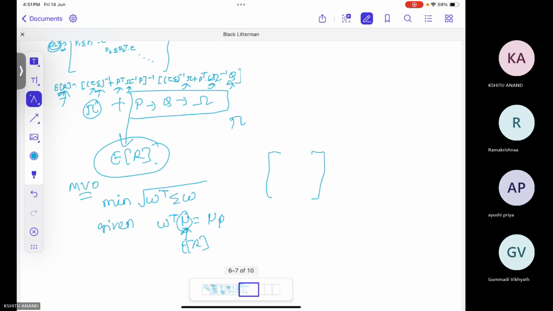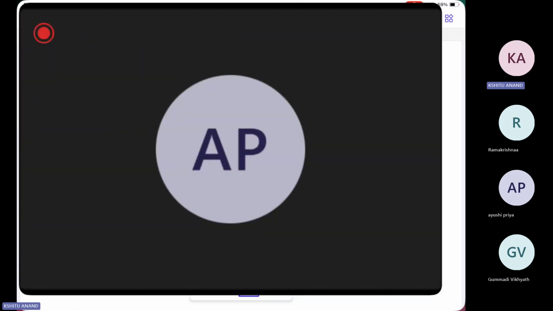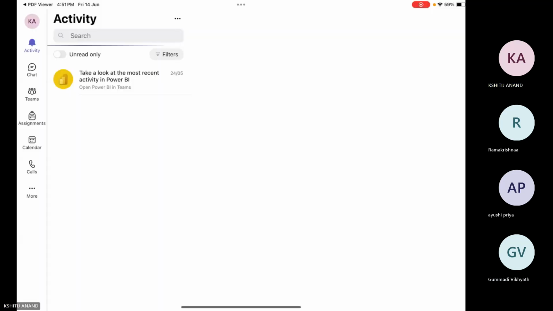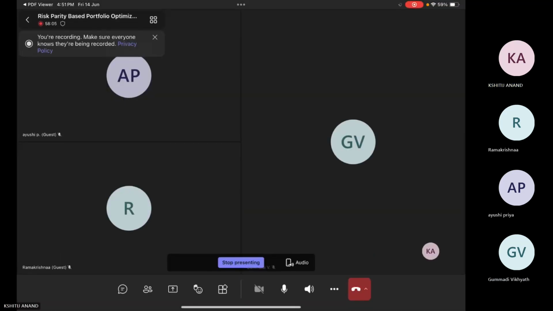Yes. Anyone else who did not get it? So this is the Black Litterman model. Any question? Any question, Shitesh? Small doubt.